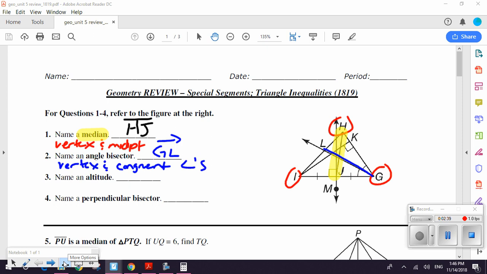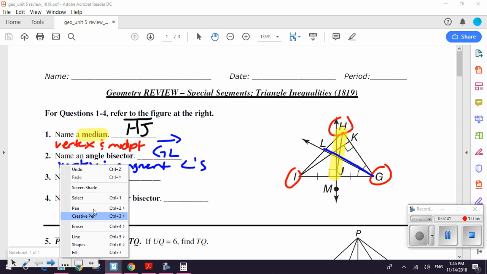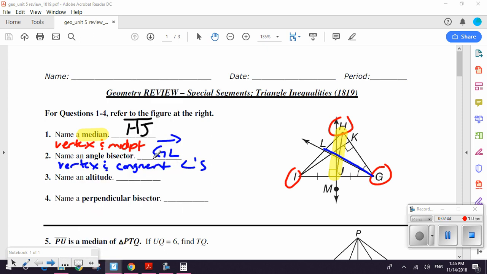The next thing we're looking for is an altitude. The altitude needs a vertex and it needs to be perpendicular to the other side, so a 90-degree angle. So when I leave I, go to the other side, I see a 90-degree angle. So that means from I all the way to K, that is my altitude. So IK. And it needs a segment bar because it stops.